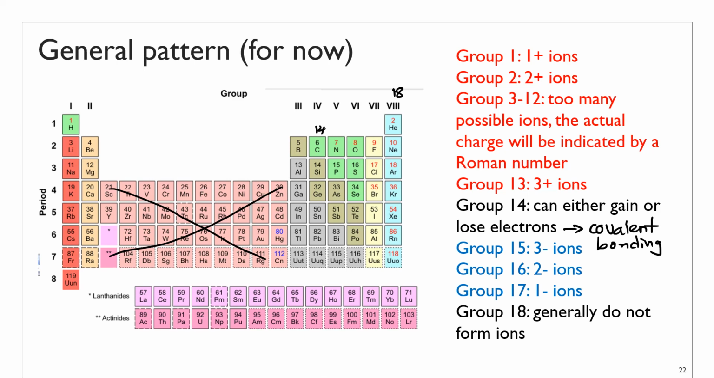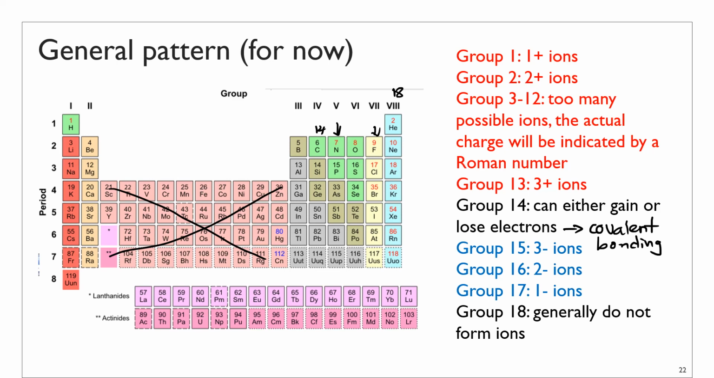Group 15 is going to gain 3 electrons. It's going to form 3 minus ions because group 15 has 5 valence electrons in the first place. Group 16 has 6 valence electrons, so it's going to gain 2 extra electrons to have a 2 minus ion. And group 17 with 7 valence electrons is going to gain 1 extra electron to become a 1 minus ion. So I do expect you to be able to predict the charge of ions for elements that are in group 1, 2, 13, 15, 16, and 17.